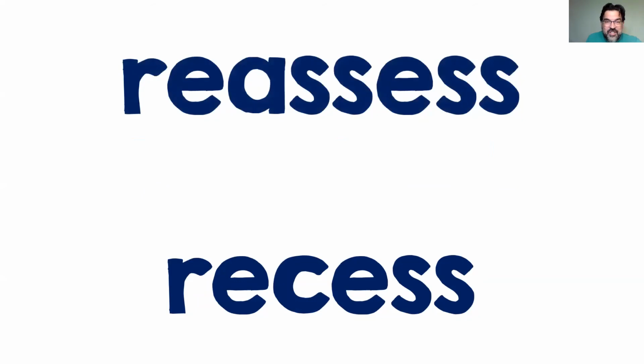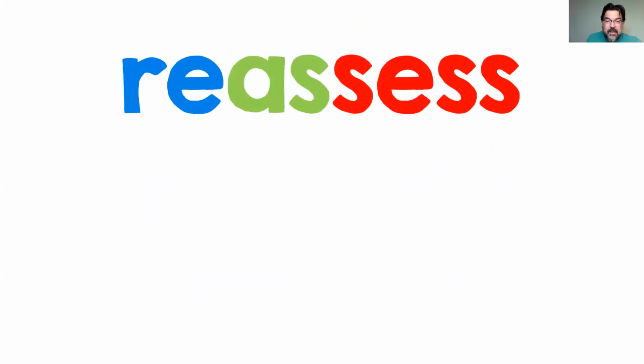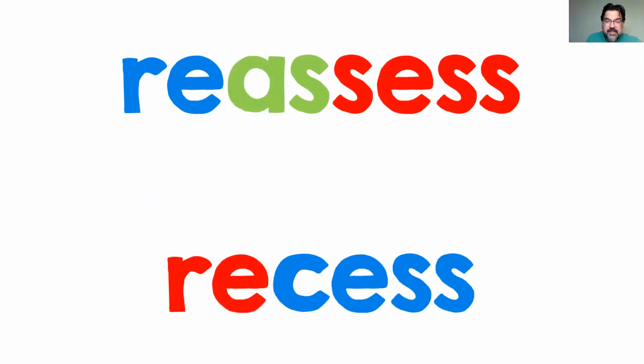Okay, I'm trying to trick you again. Up top is reassess. Down below is recess. Look, reassess. Recess. Okay, there's a difference. Again, I need you to know that EA can make a funny sound. You can hear both the E and the A, like up top in reassess. What's this word?